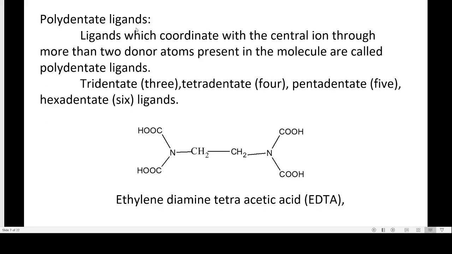Polydentate ligands coordinate with the central ion through more than two donor atoms present in the molecule. It may be 3, 4, 5 or 6 pairs of electrons, accordingly named tridentate, tetradentate, pentadentate and hexadentate ligands. Ethylene diamine tetraacetic acid, abbreviated as EDTA, is a very good example of a hexadentate ligand, which has 6 donor atoms.